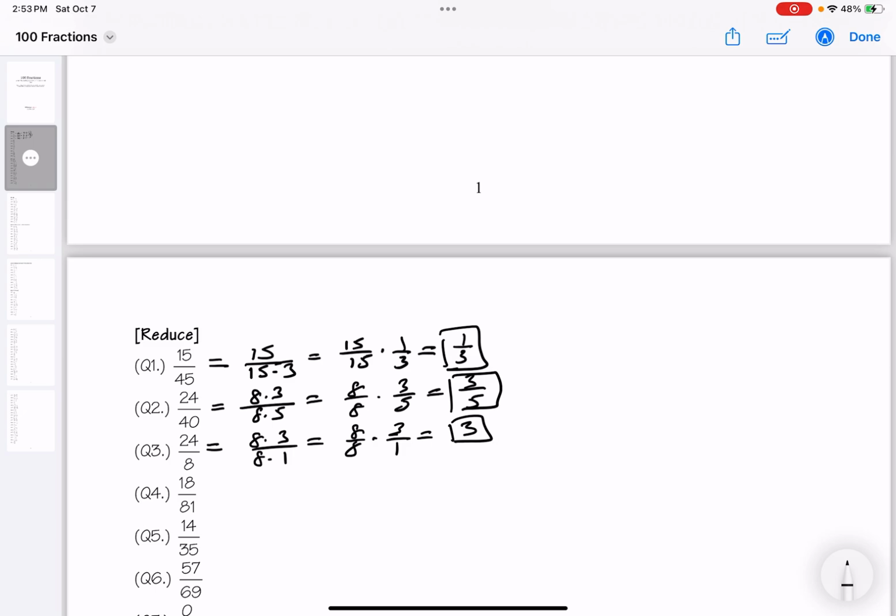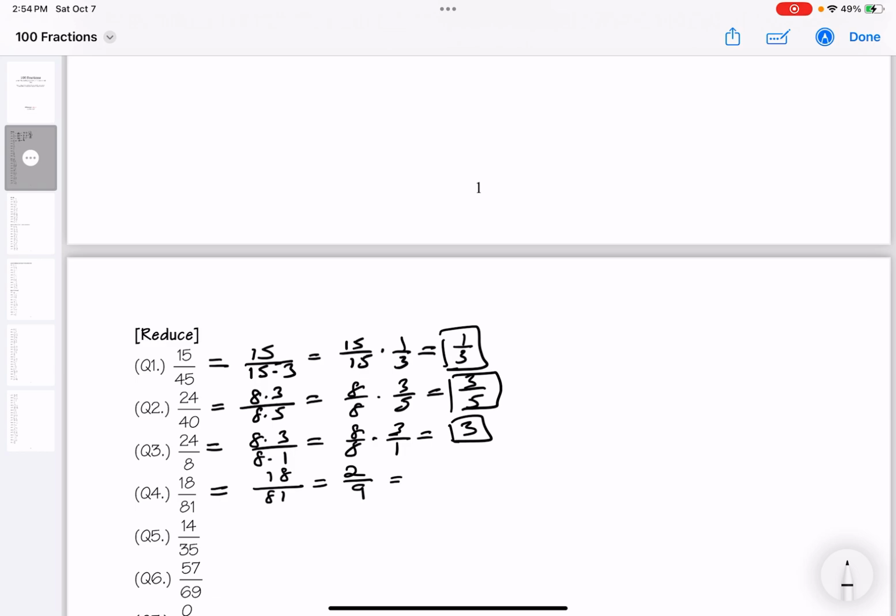All right, this one over here, I'm going to do something a little bit different now. I'm going to write down 18, and then write 81 down. And I notice they're divisible by 9. So if you divide the top by 9, you would get 2, and if you divide the bottom by 9, you get 9.